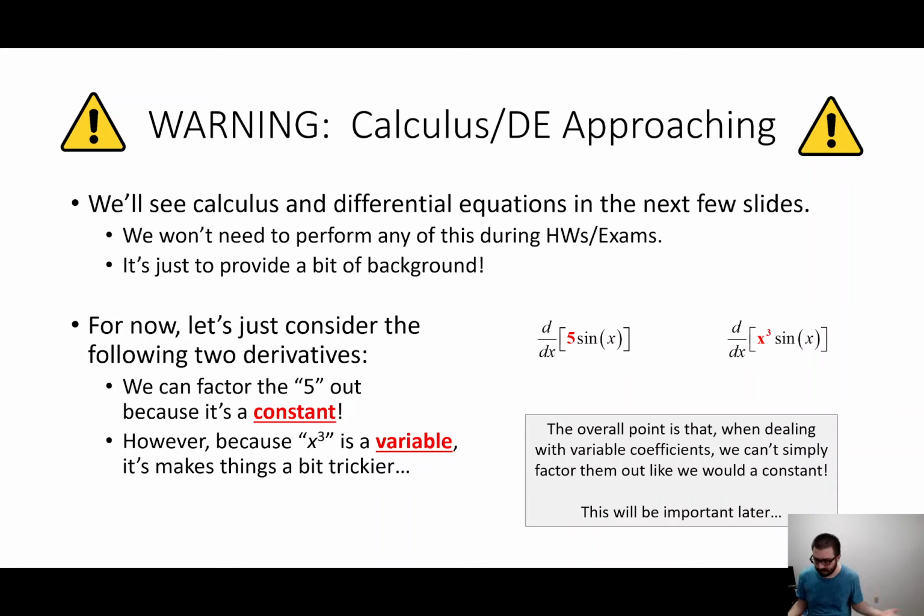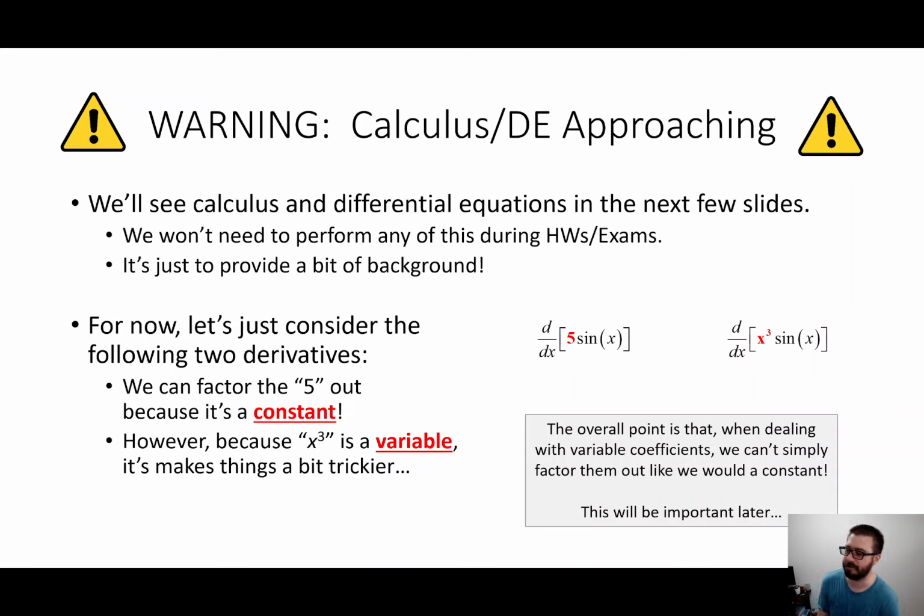In Calc 1, or in basic differentiation, when you take a derivative, you can treat that 5 as a constant, and so the rules of differentiation say you can factor a constant out, and then you're just taking the derivative of the sine, which is the cosine. So the answer to the first derivative is just 5 times the cosine of x. Then the question becomes, can you do that for the second derivative? Can you just say, well, then it's x cubed times the cosine of x?